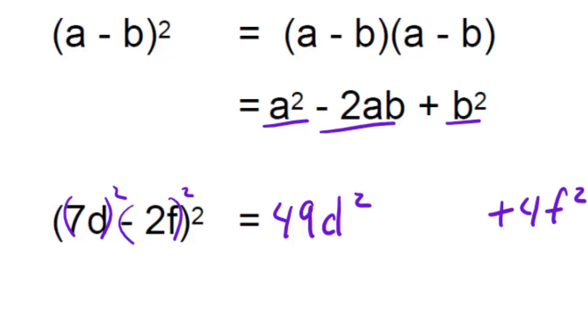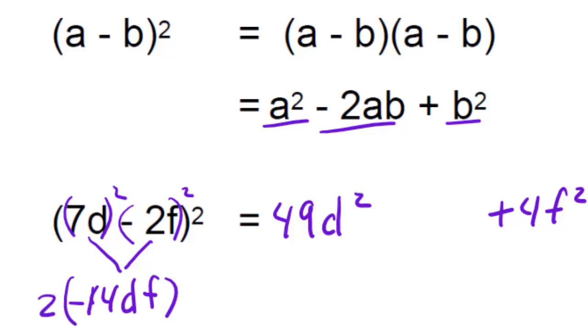And to get the middle term, we're going to take the 7d times the negative 2f. We get negative 14df, but then we have to double it, because we're going to see two of them, so we're going to get a negative 28df in the middle.